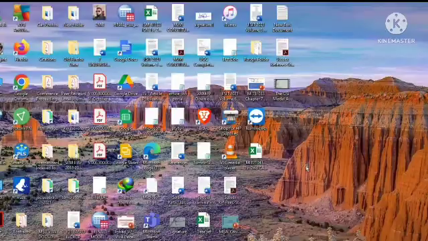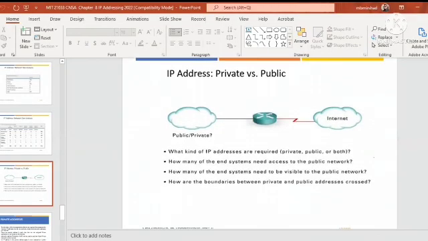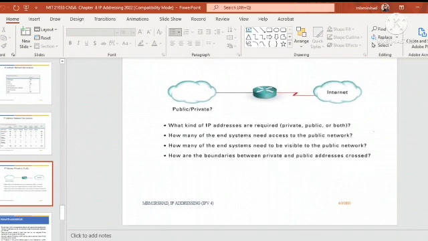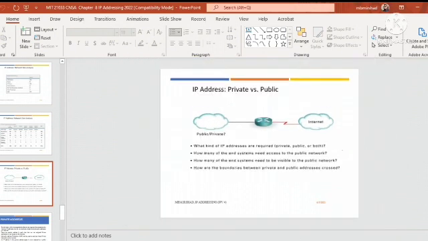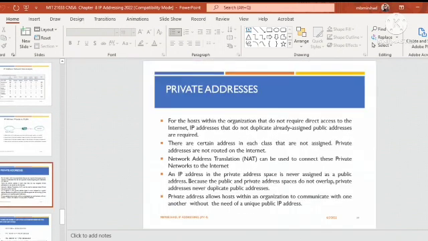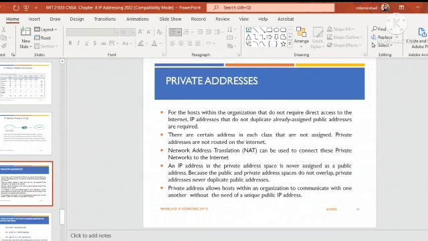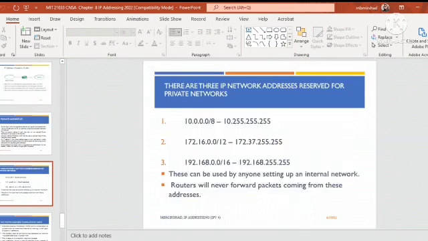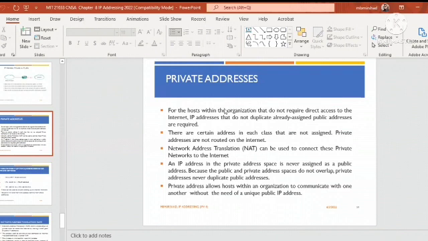Right. Okay. So that is the public. Then the private address, I have explained about the private address. Then you can see what private is all about. Then network address translation can be used to connect this private address to the internet. So read this please once. I have already uploaded the slide.